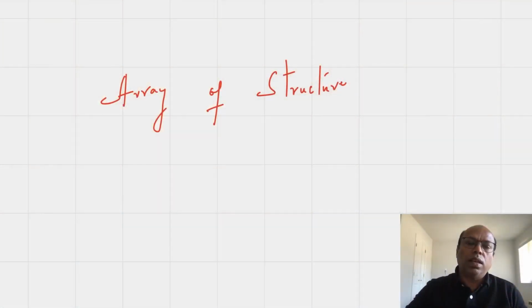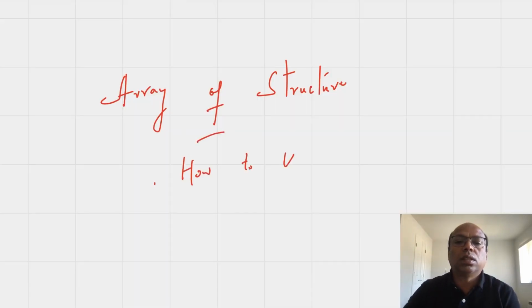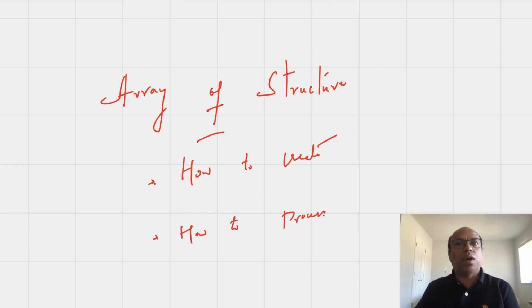This class we are going to learn about how to create an array of structures. What is a structure? A structure is a collection of dissimilar data types, right? An array of structures means we are going to create a collection of dissimilar data types, and again we are putting them in an array, again a collection. So let us see how to do that. First, how to create an array of structures. The second, we are going to learn how to process them. So this is what we are going to learn right now.